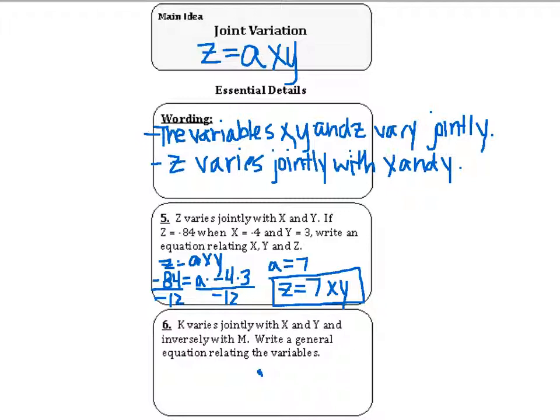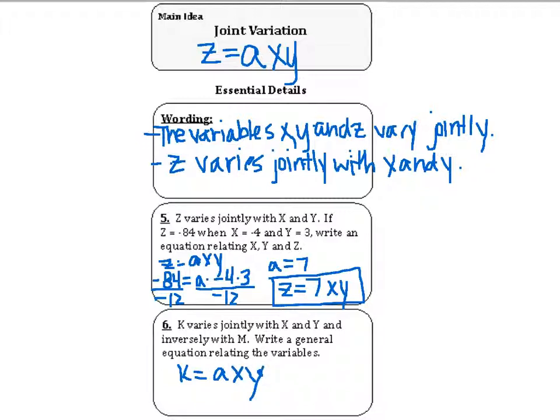Number 6, k varies jointly with x and y, and inversely with m. Write a general equation relating the variables. So let's look first here. k varies jointly, so we know we're using our joint variation here, with x and y. So let's write just for that. k equals a times x times y.